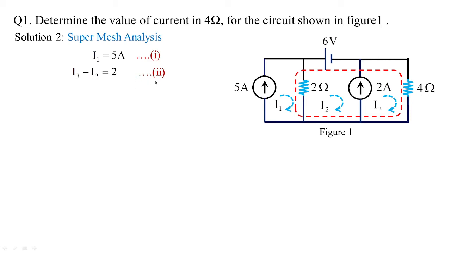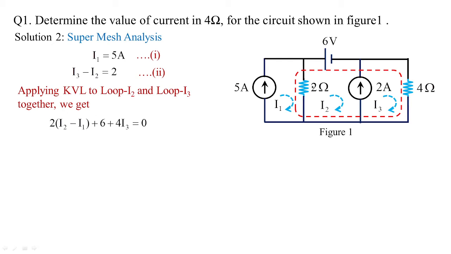So treating this as equation 2, then applying KVL to loop 2 and loop 3 together. The rest of the parameters you have to consider. So we are starting with 2 times I2 minus I1. So this is another voltage drop over here. Then plus 6 over here. Then we are crossing the 2 amperes over here, and we have 4 I3 equal to 0. According to Kirchhoff's voltage law, the algebraic sum of the voltages in a particular circuit is equal to 0. That is what we have applied, and we got the equation 2 I2 plus 4 I3 is equal to 4. This we are treating as equation 3.